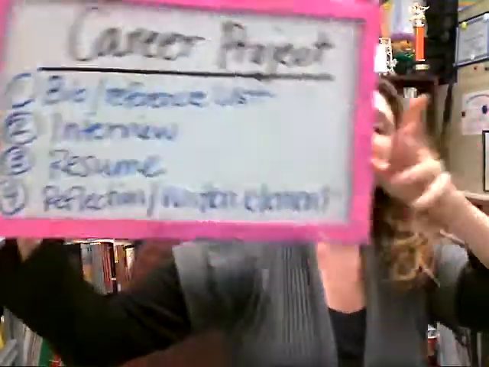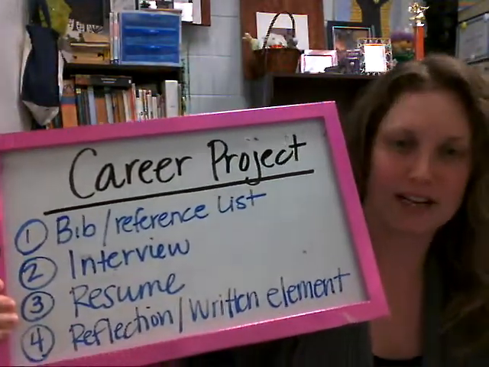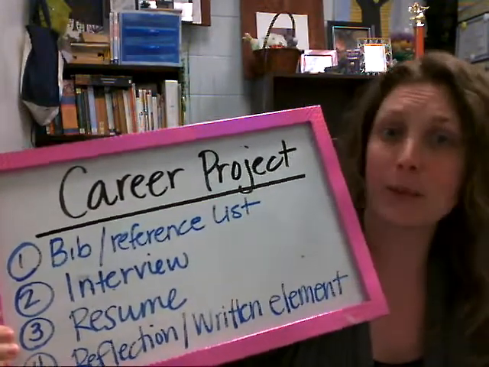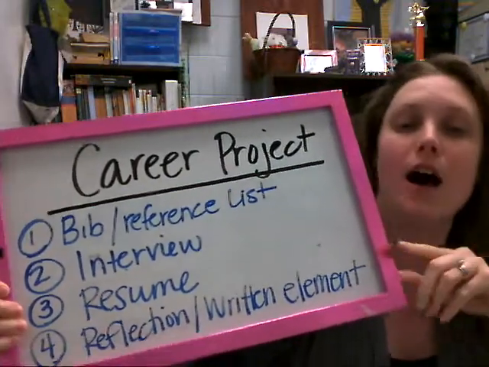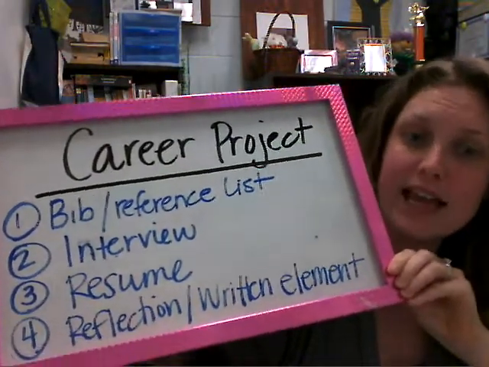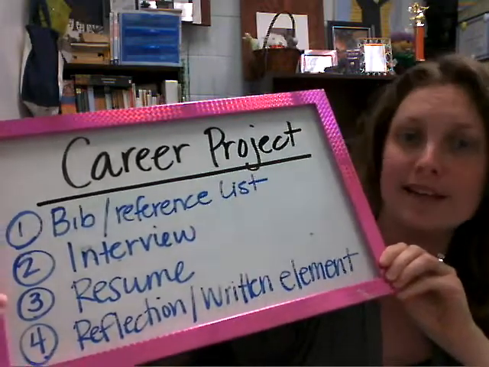All right. So let's just go through the basics of the career project. Looking at your rubric, there are 4 main components. So we're going to go over that. Now, this should be a really fun project. The 4 main components are a reference list, a works cited or a bib, whatever you'd like to call it, a professional interview. You're going to create a professional resume, and then you're going to do some writing, which is a reflection, which is the main written element.